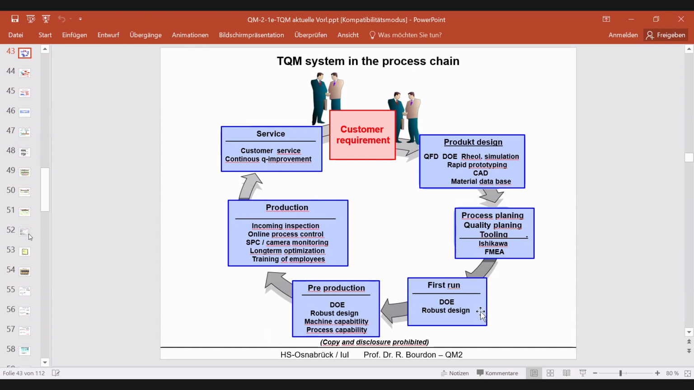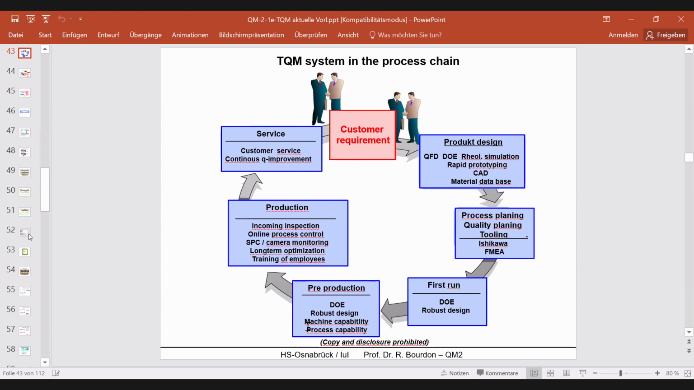This is also a very powerful method in TQM. The goal here is to get a robust design, so that the process is not sensitive against external disturbances. This means the process is not sensitive against changes in temperature, like in the production hall from summer to winter. In summer you have 40 degrees Celsius, and in winter maybe 20 degrees Celsius, and the production must be robust against these things, and against changes of the material batch or whatever. This is a goal of DOE. We will talk about this later on next Wednesday.